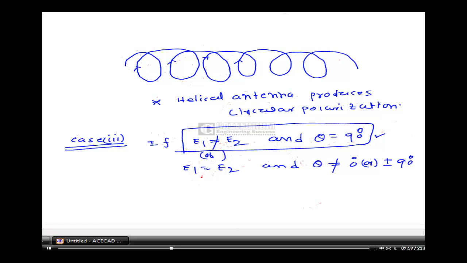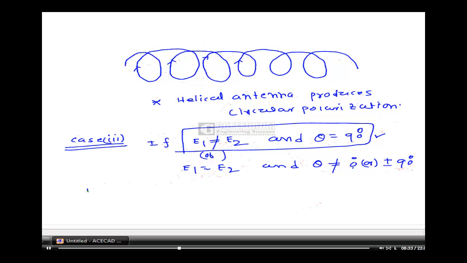If you come to this, E1 is equal to E2. E1 is equal to E2 means definitely it is a circular polarization. But here if you observe, theta is not equal to plus or minus 90 degrees or 0 degree also. Because E1 is equal to E2, it is also possible for linear and circular. But I am awaiting the phase conditions. So these two are nothing but not linear and not circular. Some other case.